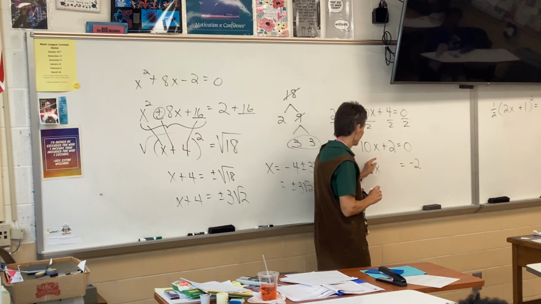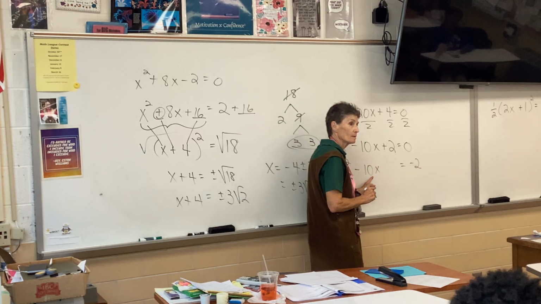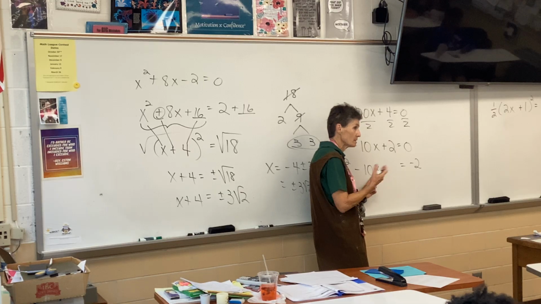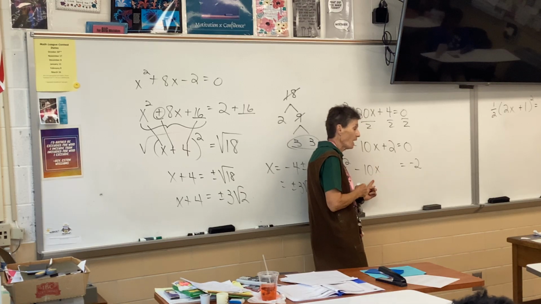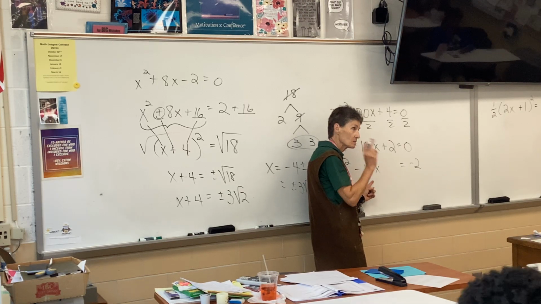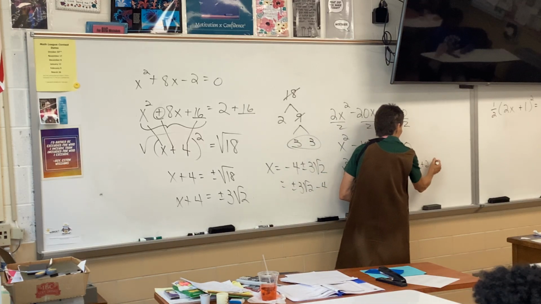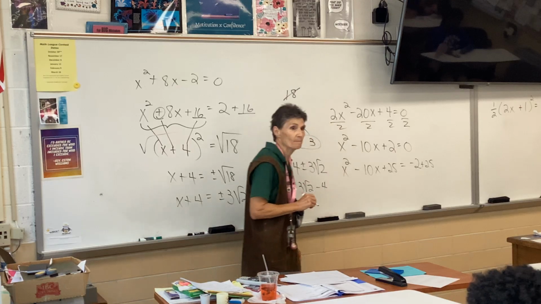Riley? It has to be the second number, split in half. So split this in half, so divide by 2. So 10 divided by 2 is 5. Half of 10, 5. And then square it. So the number that should be added to both sides is 25.